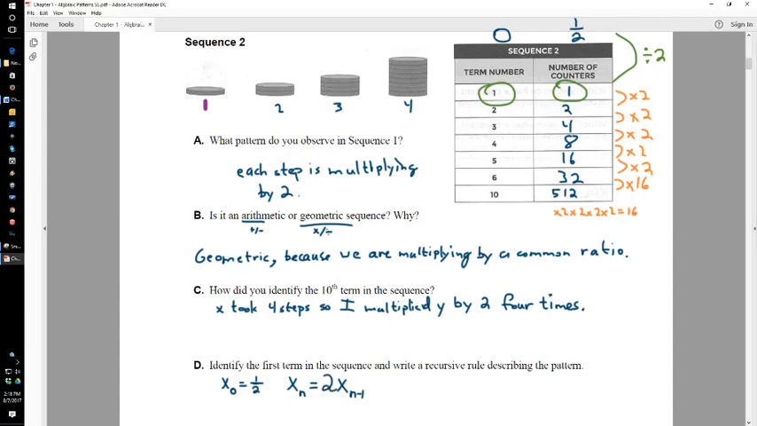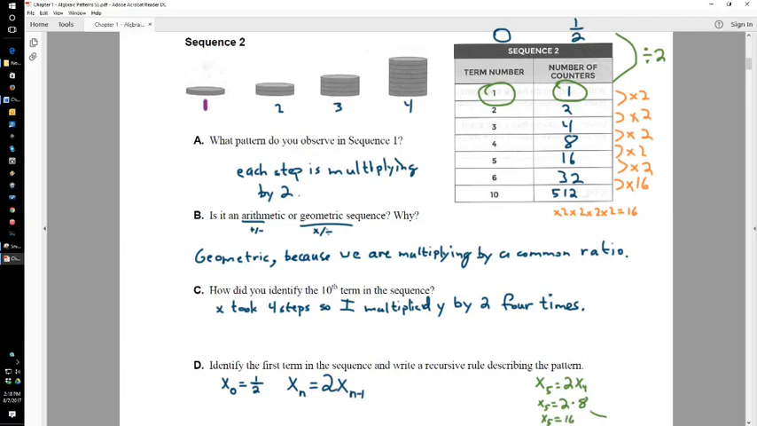Just to show you what's going on, let's say we want to find x of 5. Well, I'm going to take x of 4, the one before it, and multiply it by 2. So x of 5 equals 2 times x of 4. You saw that x of 4 is 8, so 2 times 8. Therefore, x of 5 is 16.